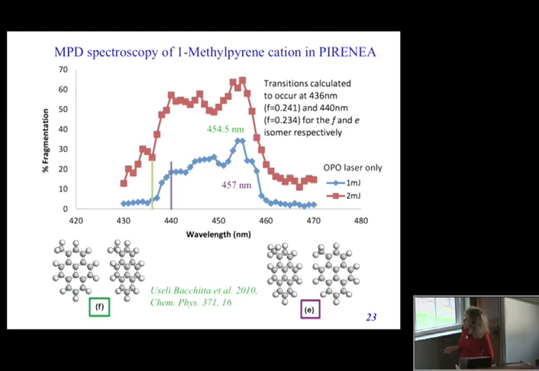are two possible isomers. This one is called F and E. It's not the proper name, it's just in the figure. There are 2 isomers, so here you see the position of the CH3 group. And actually, on this scheme, you can see that you have 2 bands, one here, and then some vibronic structure.